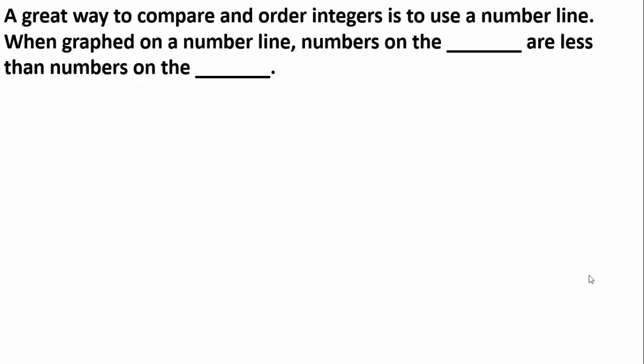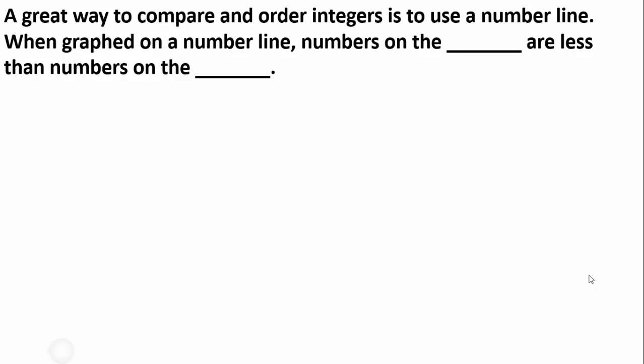Welcome to video number 2 on integers and absolute value, where, ladies and gentlemen, we are going to start to compare some of these integers and their absolute values. And a great way to do this comparison is to order integers on a number line. And when you graph these numbers on a number line, we should know that the numbers on one side are greater or less than numbers on the other.